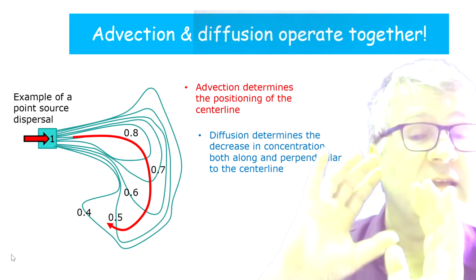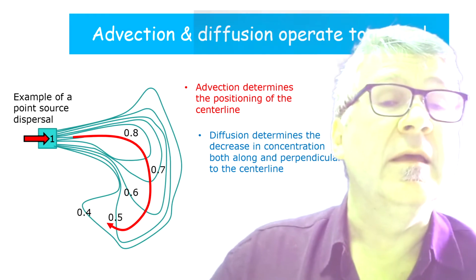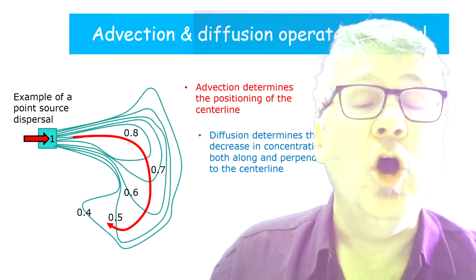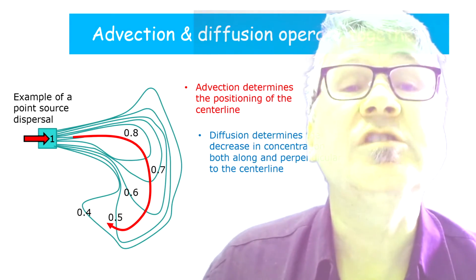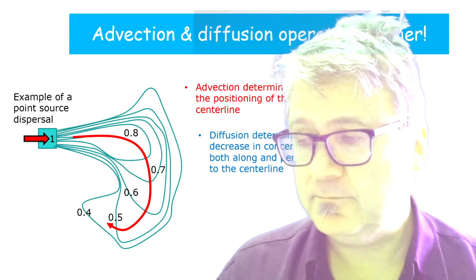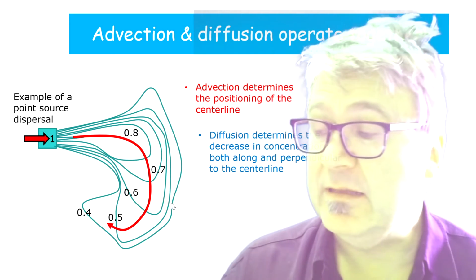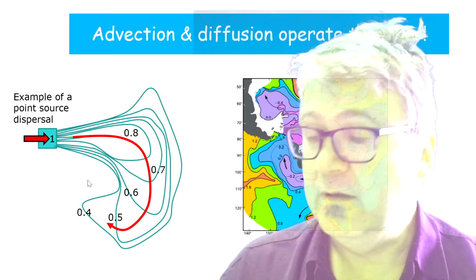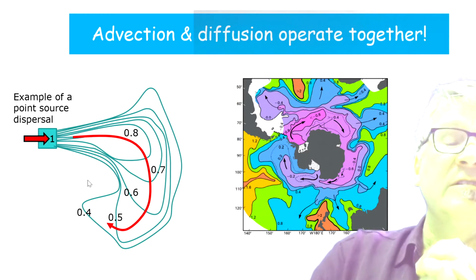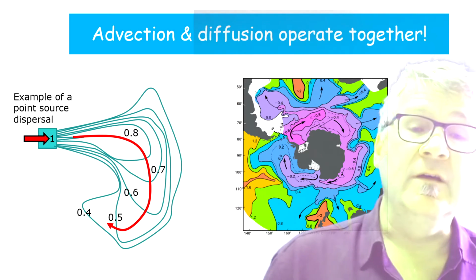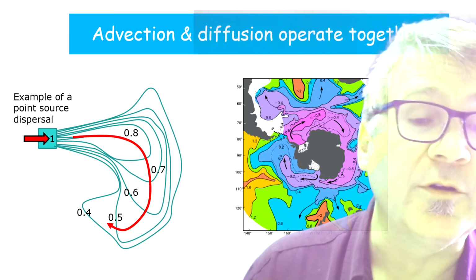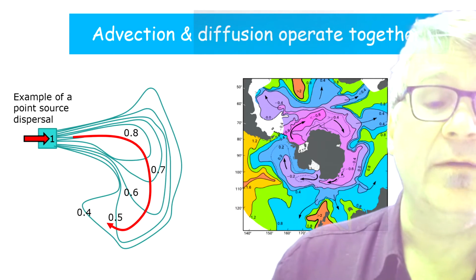So from these types of shapes, you can determine the pathway of flows in the ocean. And I've given you examples in the lectures. One example is shown here. This one is the spreading of Antarctic bottom water. And you can see the same structures here.